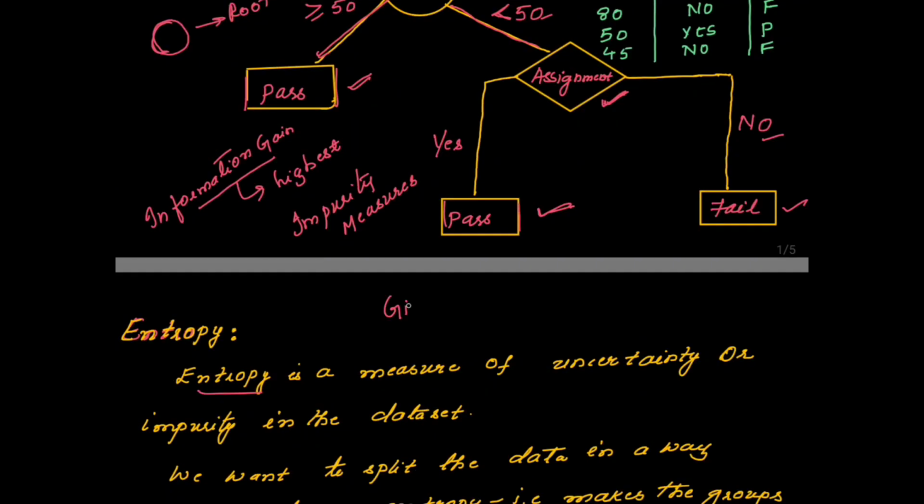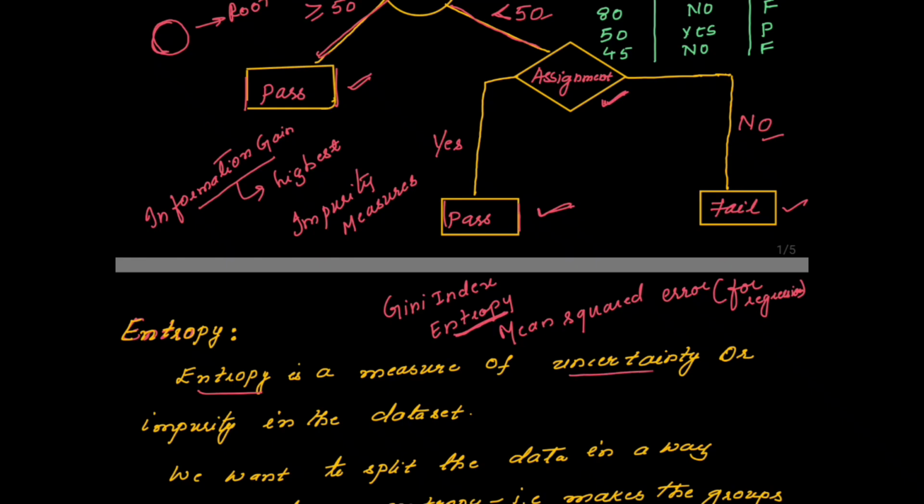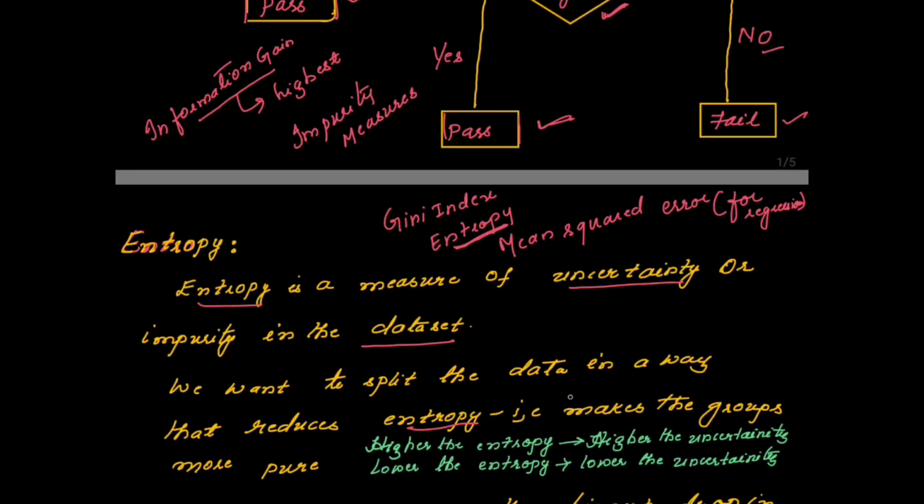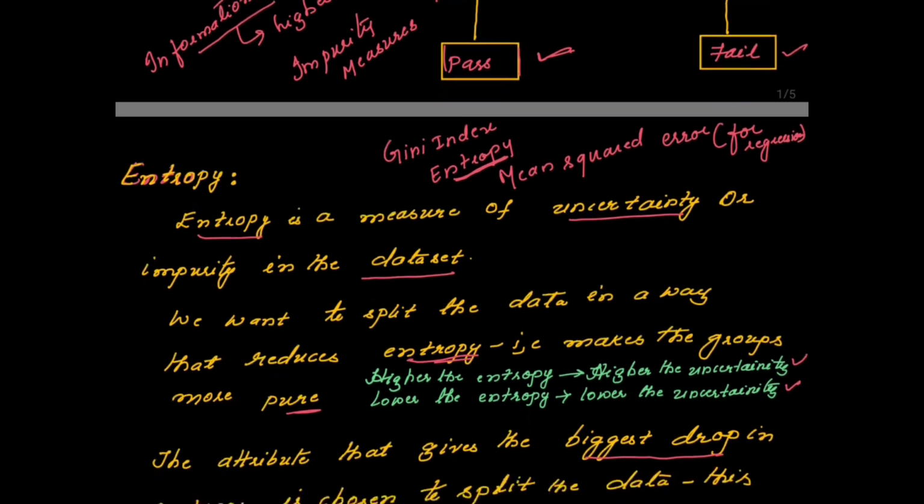Impurity measures are Gini index, entropy, and mean squared error. Mean squared error is for regression. I am taking entropy into account here. Entropy is a measure of uncertainty or impurity in the data set. So we want to split the data in a way that reduces the entropy, that is, it makes the groups more pure. Higher the entropy, higher is the uncertainty. Lower the entropy, lower is the uncertainty.